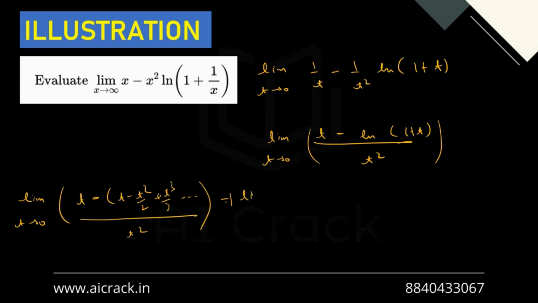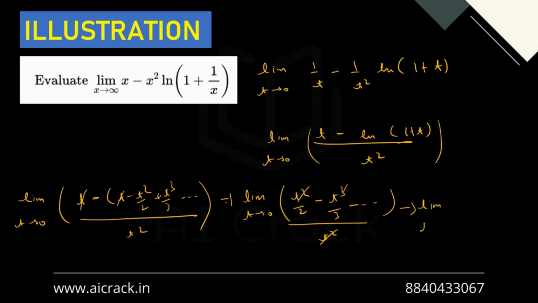Now this becomes limit t approaches 0, this t gets cancelled out and we're left with t square by 2 minus t cube by 3 and so on divided by t square. If we cancel out t square over here and this one, now we are left with limit t approaches 0, 1 by 2 minus t by 3 and higher order terms, right? Now these higher order terms would be negligible, because t is approaching 0, so the limit would be 1 by 2, right?